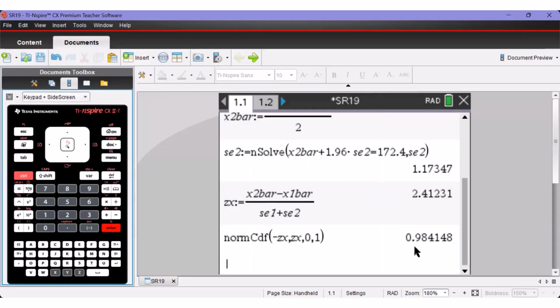And it gives us 0.984, etc., etc. So therefore, X is equal to 98.4, correct to 1 decimal place. And we can now confirm that the teacher for each class used a confidence level of 98.4%.